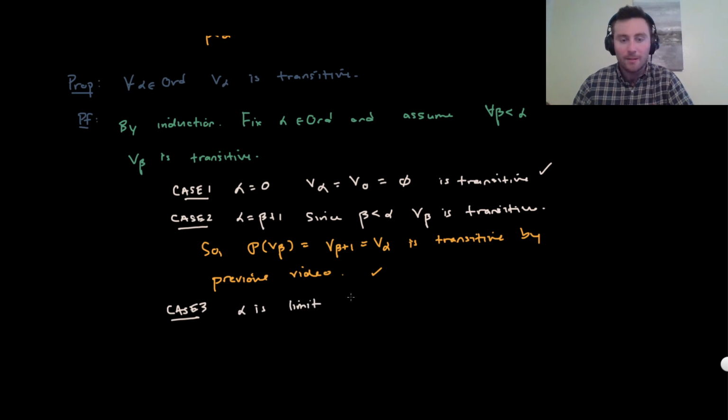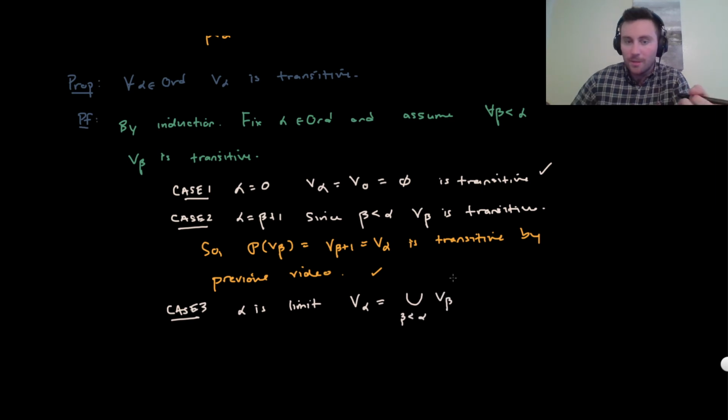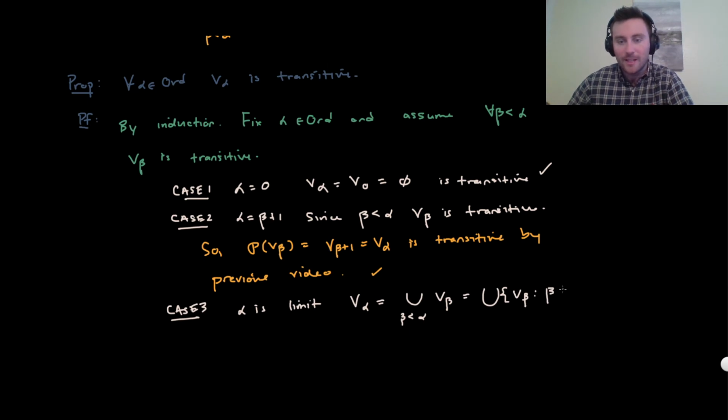Well, what do we have then? V alpha by definition is the union of all the V betas less than it. But what are we assuming in our induction hypothesis? We're assuming that all of these V betas, so we can think about this, this is the union of the set V beta, where beta is less than alpha.